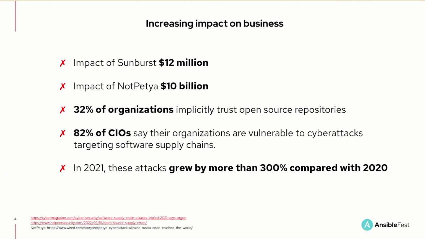And the other scary part that I found while researching this particular topic was that 32% of organizations implicitly trust open source software. Now just think about that, right? So let's take Ansible as an example, because we are at a Red Hat conference, and I love Ansible, so let's talk about Ansible, right?